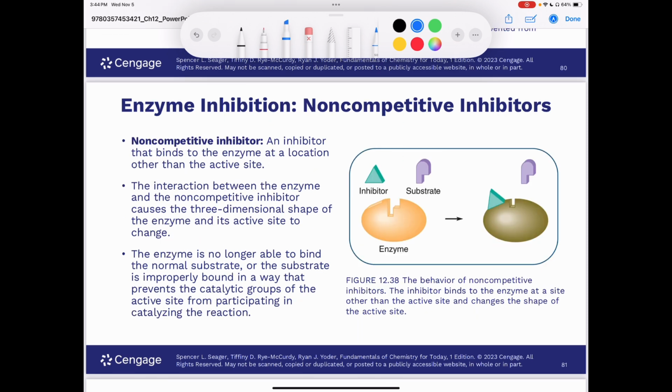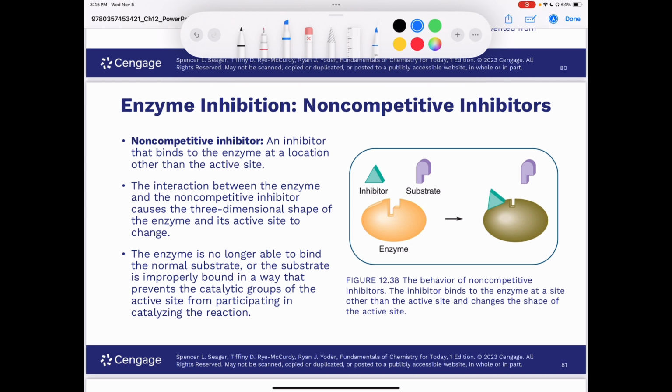Now, a non-competitive inhibitor is not going to look like the enzyme substrate whatsoever, and it's going to bind reversibly to the surface of an enzyme, but at a site that's not the catalytically active site. Sometimes we call these an allosteric site, and the interaction between the enzyme and the non-competitive inhibitor causes the three-dimensional shape of the enzyme and its active site to change. And so the enzyme is no longer able to bind to the normal substrate, or the substrate is improperly bound in a way that prevents any kind of catalysis and any kind of reaction.